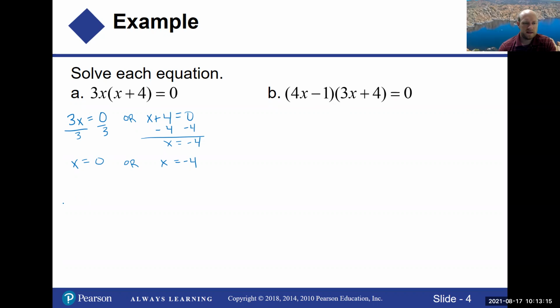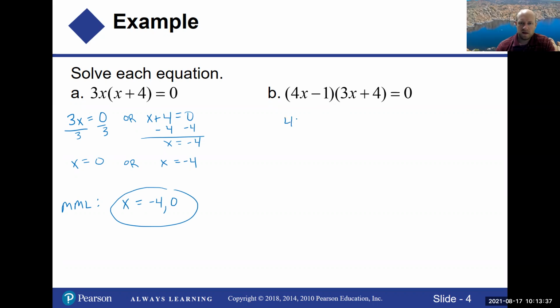And actually, the way that they want you to do it in MyMathLab, whichever one you want to call it, is to write it in a comma separated list. So they would want you to write x equals 0, x equals -4, or 0, comma -4. I don't think it really matters, but this is kind of what they're looking for there.